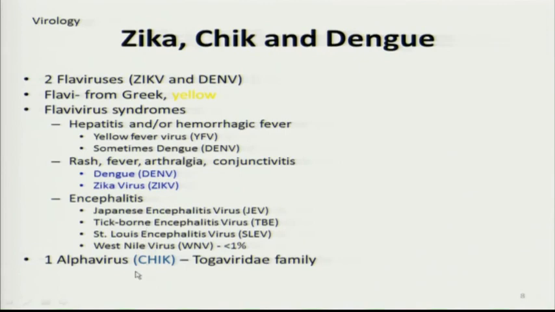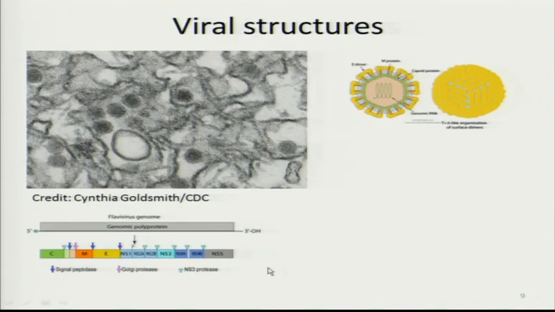And then there's the alphavirus. The alphaviruses are closely related to the flaviviruses. They're in a different family, the togaviruses. And chikungunya is the alphavirus that we've been talking about today.